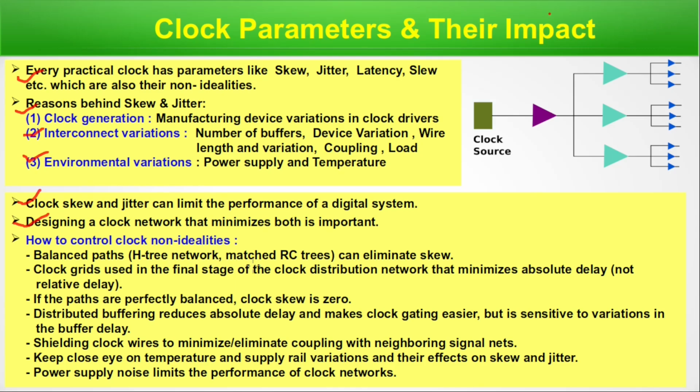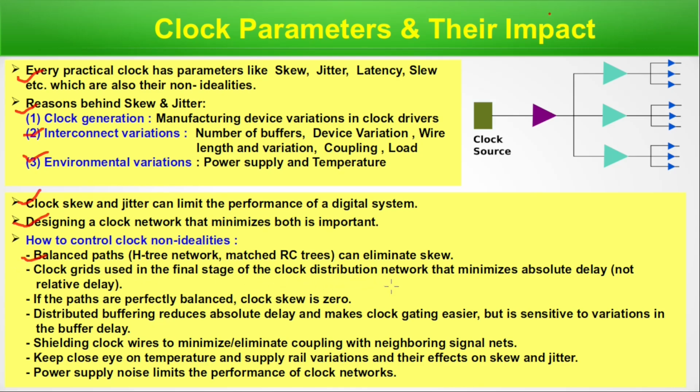Now, balanced path, H-tree network, and matched RC trees can eliminate skew. What are these H-tree networks and matched RC trees? These are how we design the path, the network of the clock, and how they are connected to the devices. EDA tools can perform that. So H-tree networks and matched RC trees are like that.